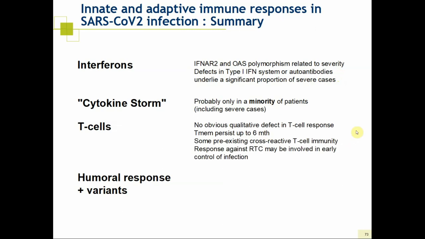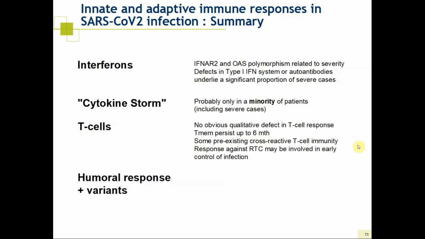Okay, T cells. There's no obvious defect in the T cell response in patients with severe COVID-19. So it's not like people are getting a severe infection and dying because they can't produce antiviral T cells. That's not true. Everybody who gets infected and has a symptomatic infection seems to develop a pretty good T cell response. Memory T cells persist up to 6 months. We don't really have more long-term data yet, so that will probably come out in the next few months.